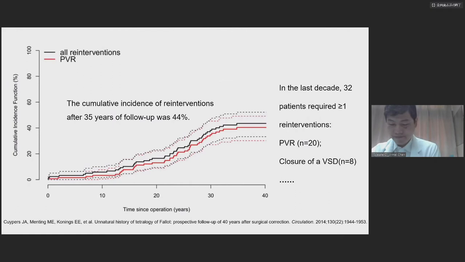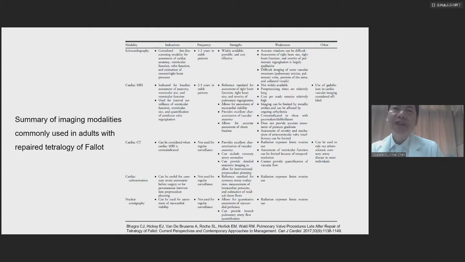But as time goes on, repaired Tetralogy patients may suffer from reintervention. A study shows the cumulative incidence of reinterventions after 35 years of follow-up was 44%. Nowadays, over 90% of Tetralogy patients survive to adulthood, resulting in an increased prevalence of Tetralogy of Fallot in adults. TTE, cardiac CT or MRI, or catheterization can be used to follow up after the primary surgical repair.